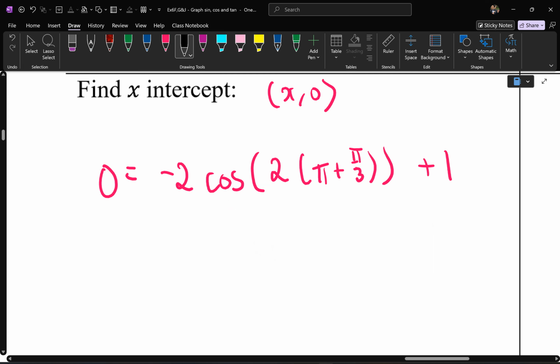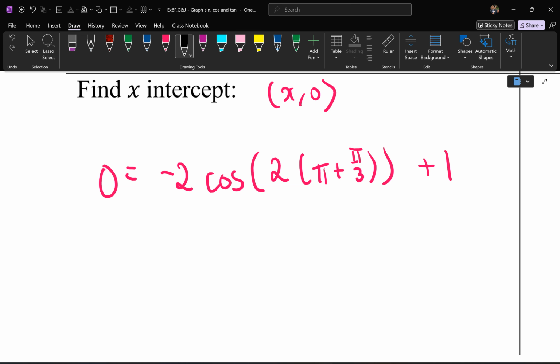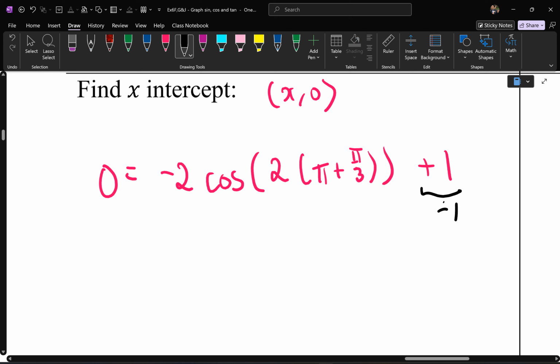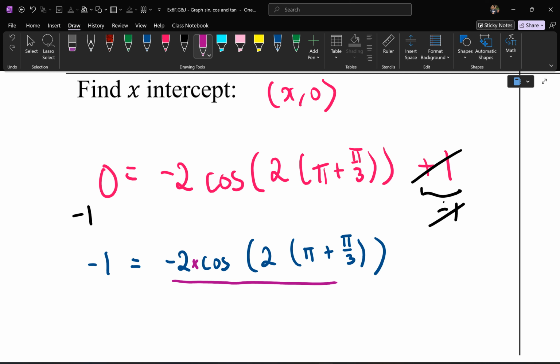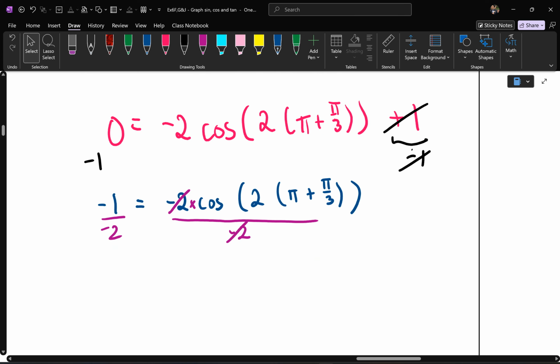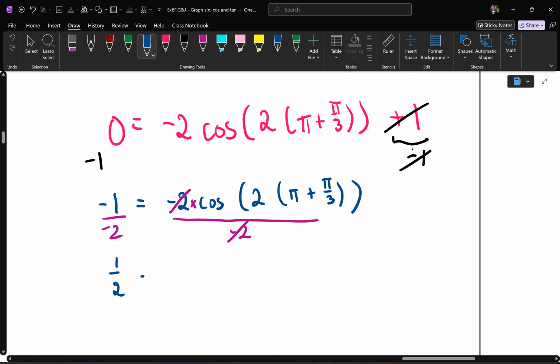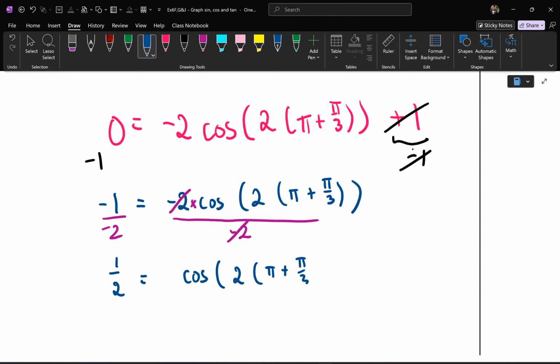You do exactly what you've been doing, inverse operations. Get rid of the plus minuses. So here's a plus 1, minus 1 both sides. That cancels out. Next line, I get now negative 1 is equal to negative 2 times cos of 2 bracket x plus pi on 3, close brackets. Addition, subtraction's gone. So next one is multiplication, division. Here's the times negative 2. So divide both sides by negative 2. Negative 2 cancels out. And you get half is equal to cos of 2 times x plus pi on 3.